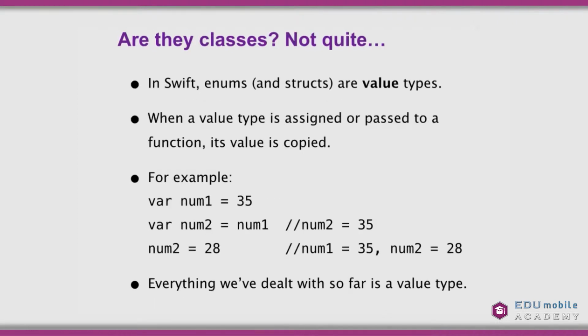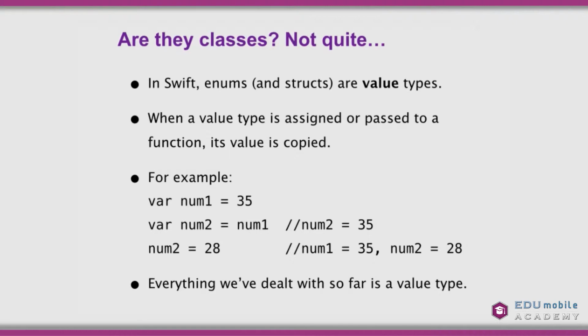In Swift, enumerations and structures are not classes, they are value types, whereas classes in Swift are reference types. So what am I talking about here? A value type is a type that when it is assigned or passed to a function, its actual value, the value inside it, is copied. So for example, we've seen this example before. You've seen this in other programming languages. It's very basic, but it's telling us something about value types.